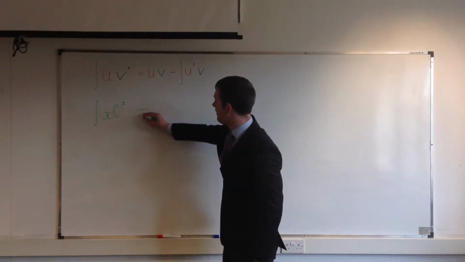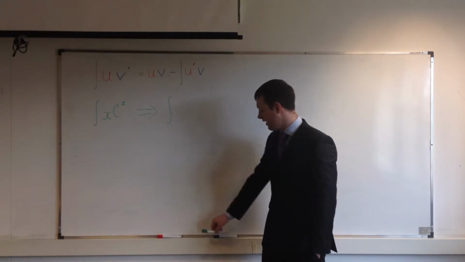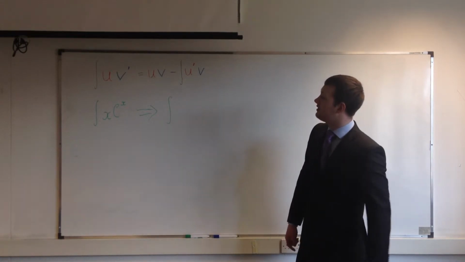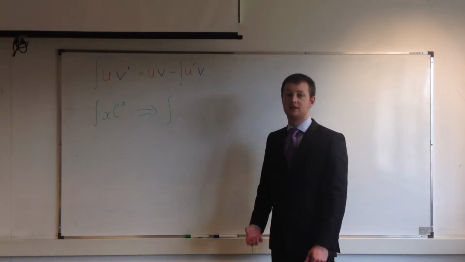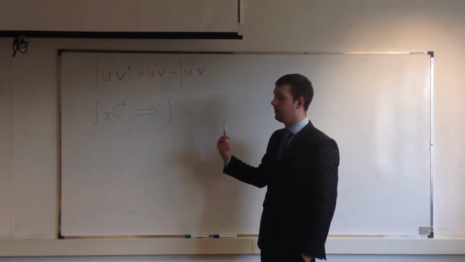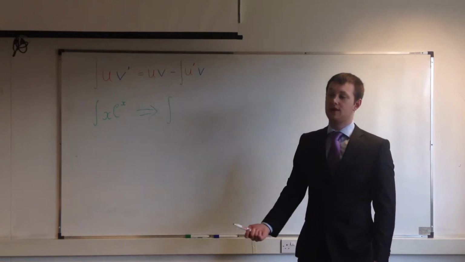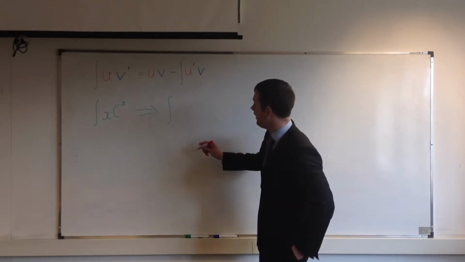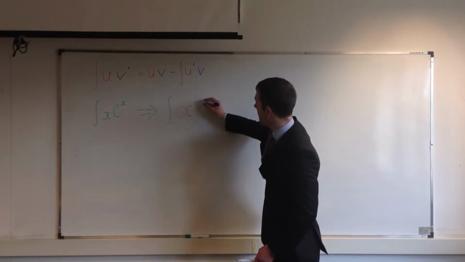Now the first thing we need to do is choose what we're going to take as u and what we're going to take as v. The general rule of thumb is that you take u as something that's very easily differentiated and v prime as something that's easily integrated. If you ever have the opportunity to take x as u, you should generally do it, simply because x will differentiate to 1, and this simplifies much easier later on. So we'll take x as u, and our v prime will take e to the power x.